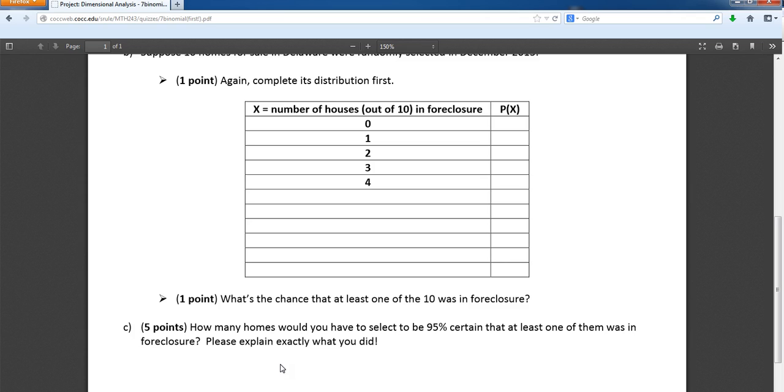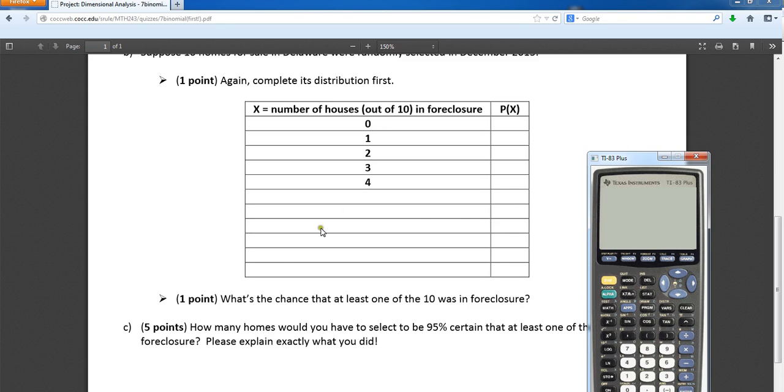If you think back to that project, you had to look at the case of not germinating. You looked at the number of successive trials of not germinating until you got to a certain percentage that you wanted. So I'm going to do the exact same thing here. If I want at least one in foreclosure, that's the opposite of having none of them in foreclosure. Right now, using my TI, I can't sketch it up on this program right here. I don't have the correct sketchable software yet. We can do it old school though.